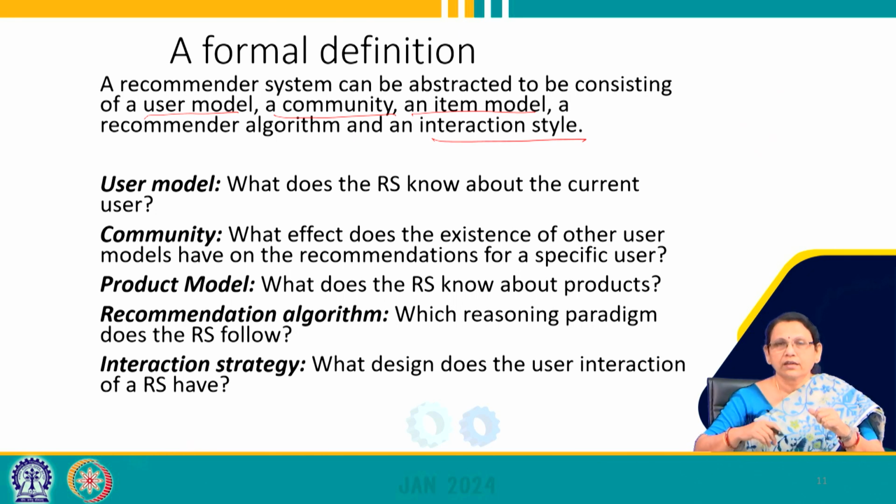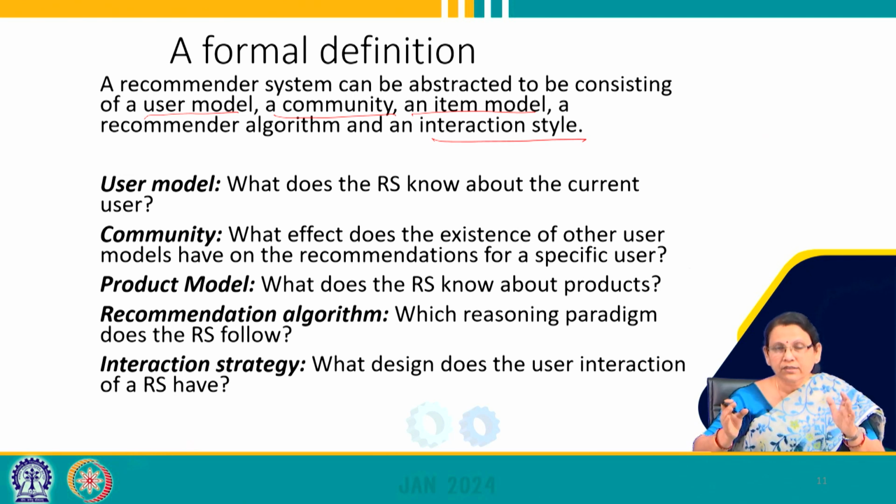Then the product model. Look at the second situation, where we were trying to find the top M recommendation. In that case, we used the item features. We made a model for the item, and based on the item similarity, we tried predicting the rating. So we have a product model.